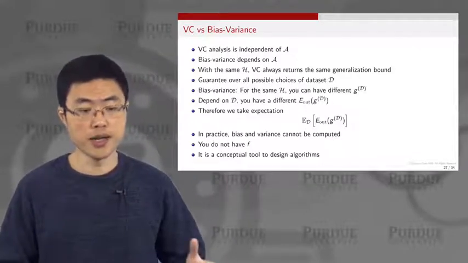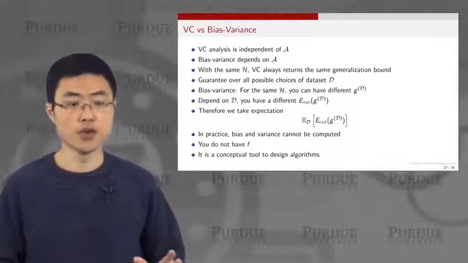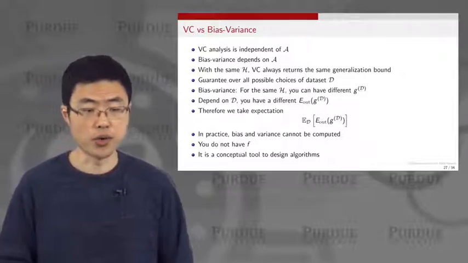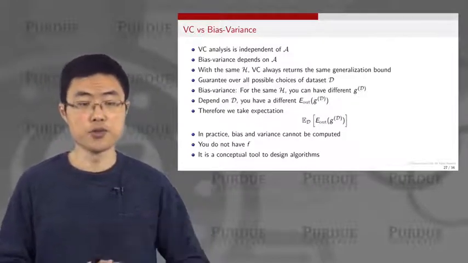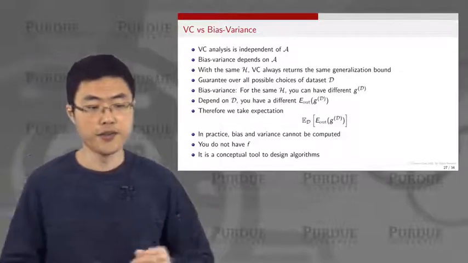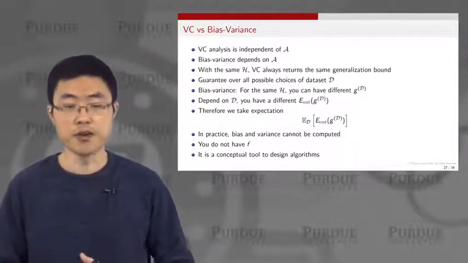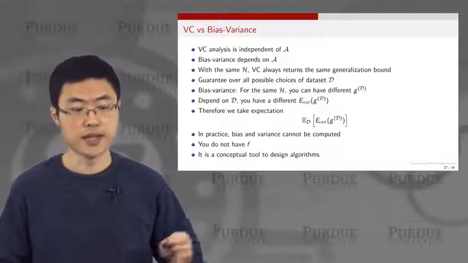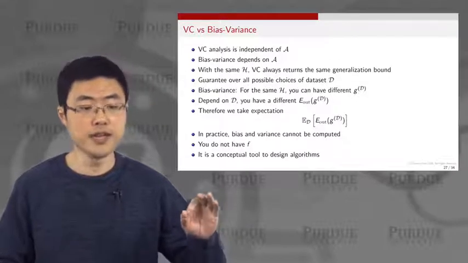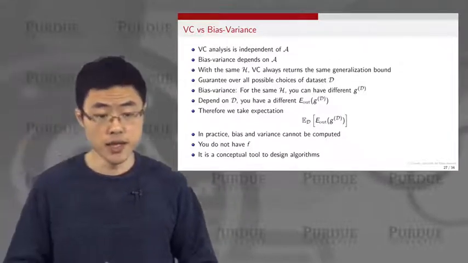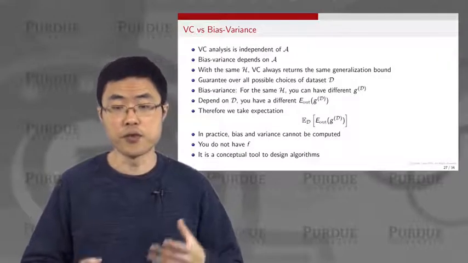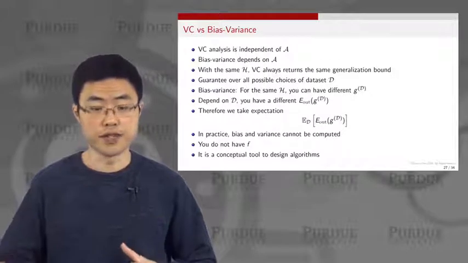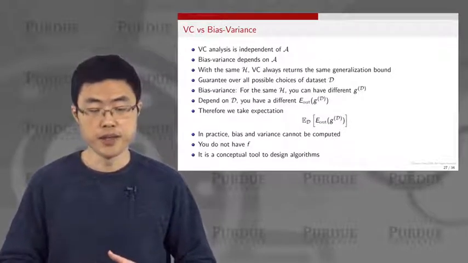So with the same hypothesis set, VC analysis always returns the same generalization bound, because that's the universal bound according to Hoeffding inequality. That's guaranteed over all possible choices of the data set. However, with bias and variance for the same hypothesis set, you can have different final hypotheses g of D, which depends on the training set that you're using, and therefore you have a different E out for different data sets. And therefore we need to take the expectation of the E out in the bias and variance case.